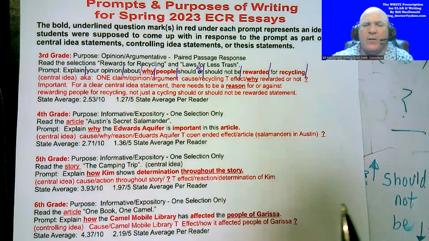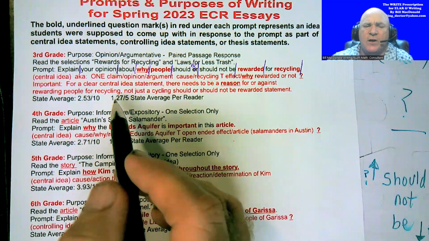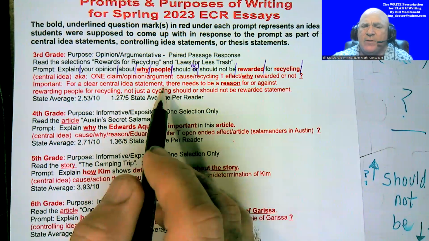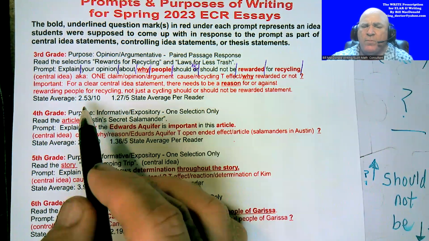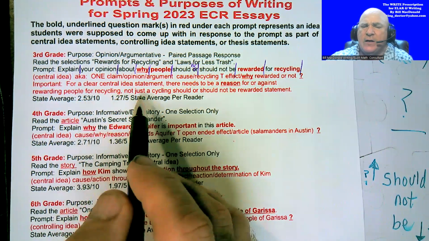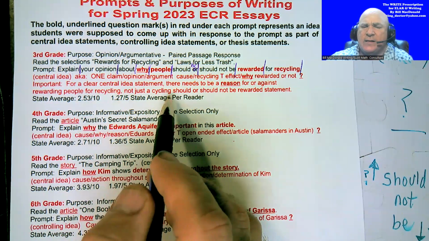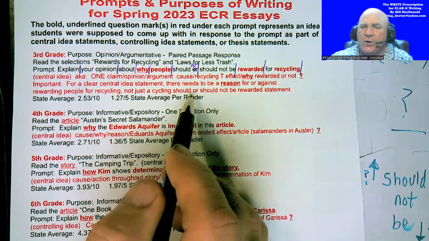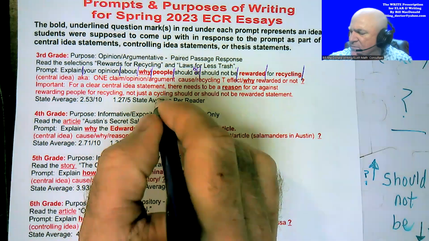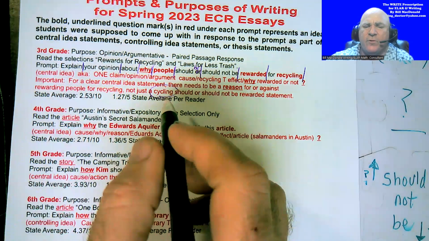Okay, something very important, and I've mentioned it: for a clear central idea statement, there needs to be a reason for or against rewarding people for recycling, not just recycling, sorry, should be or should not be rewarded. I'm going to circle that so I don't forget to fix that typo for you.